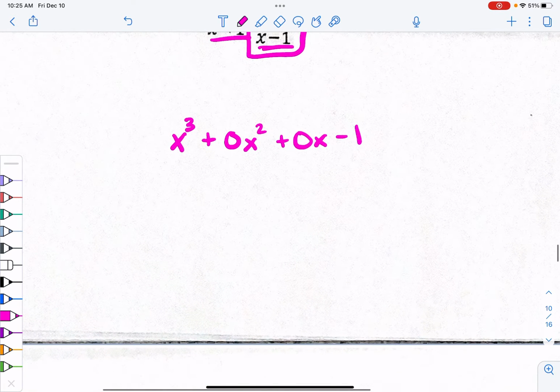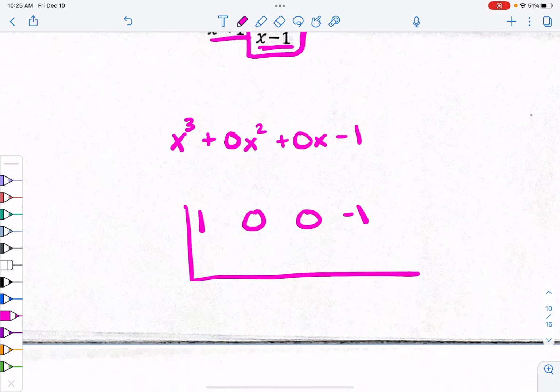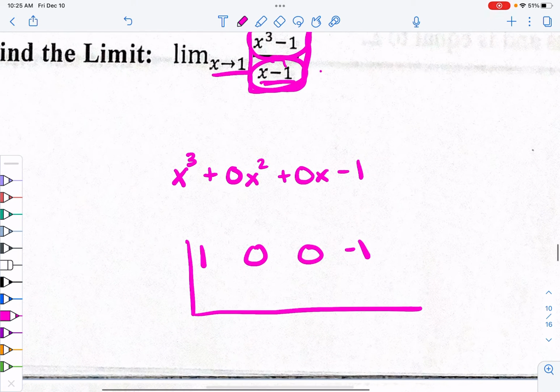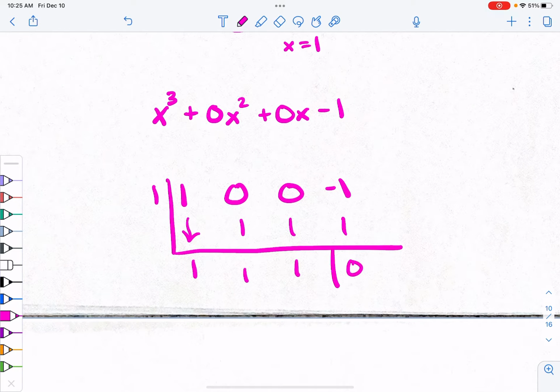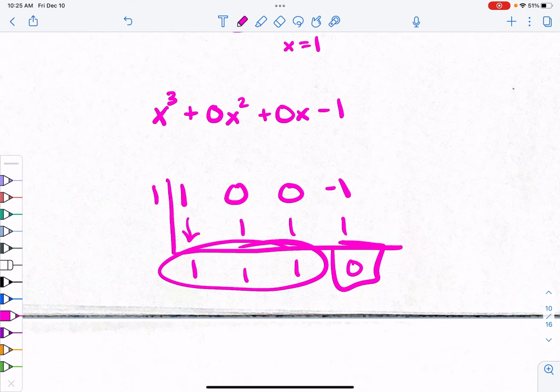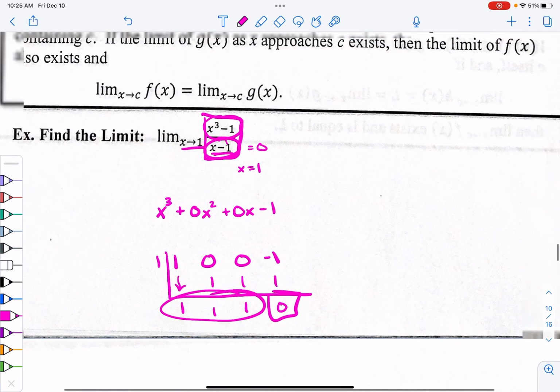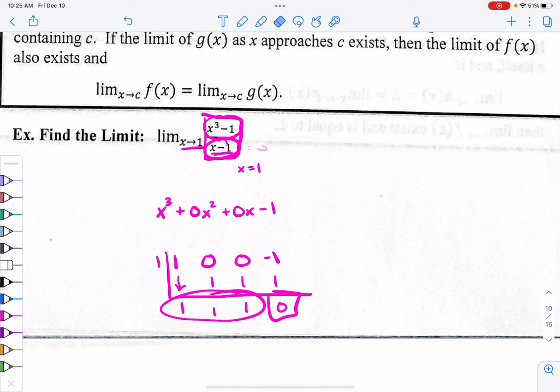So for synthetic division, we have 1, 0, 0, negative 1. And we are dividing out. If we set this equal to 0, this will be positive 1, okay? So I drop the 1 down, multiply by 1, 1, 1, 1, 1, 0. Okay, so this is the function that I have left over. Okay, and so if I put my x's back in, we find that this is x squared plus x plus 1.